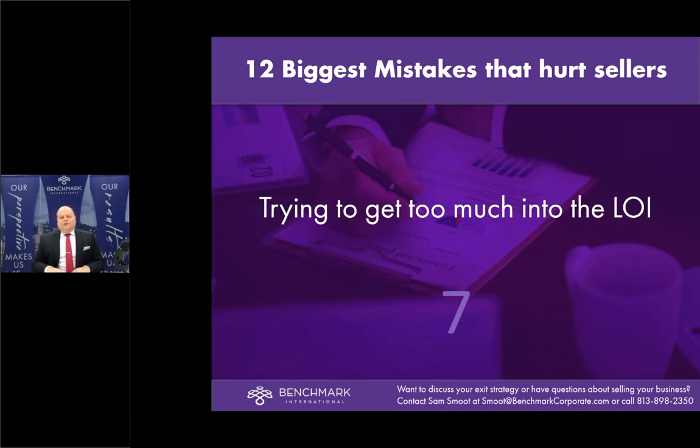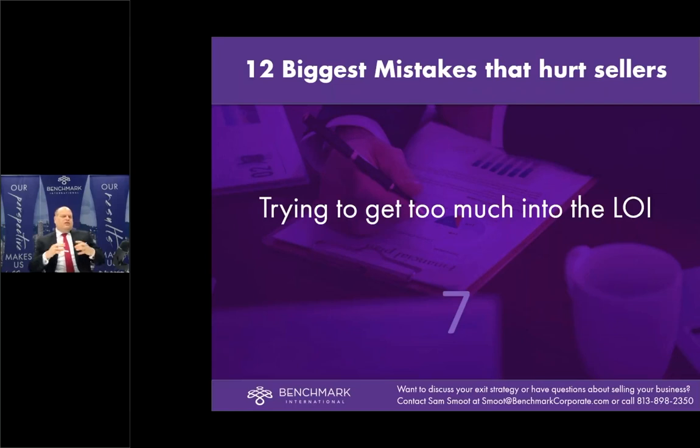Halfway through the 12, number 7, trying to get too much in the letter of intent. There are times that we have clients that want to make the letter of intent look like the purchase agreement, and that is hard to do. It's just not the way deals get done. Buyers get fatigued. They don't want to deploy the kind of resources necessary to have those discussions at that early stage. They want to do their diligence before they commit, even in a non-binding way, to a lot of these terms that some sellers will try to get into the letter of intent.